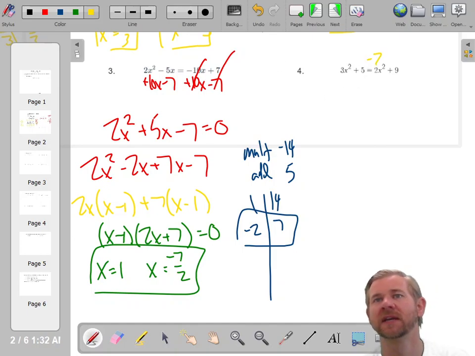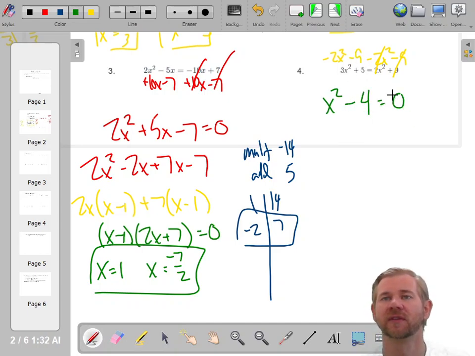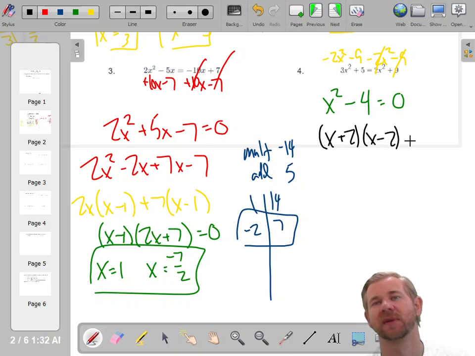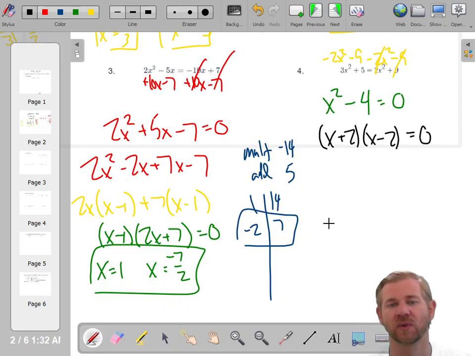One more factoring. Get your 2x squared and your negative 9 on the other side. So that cancels out. 3x squared minus 2x squared is 1x squared, and 5 minus 9 is negative 4. So this one you could actually solve using square roots because there's no x to the first. But if it says factor, I'm going to factor: x plus 2, x minus 2. That's a difference of two squares.